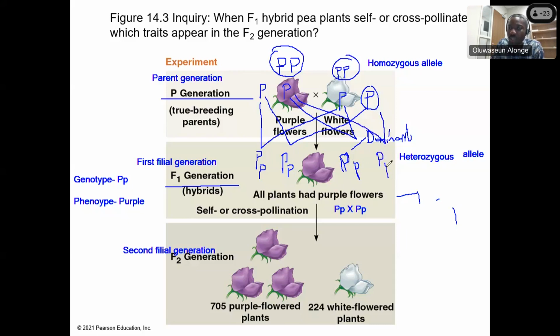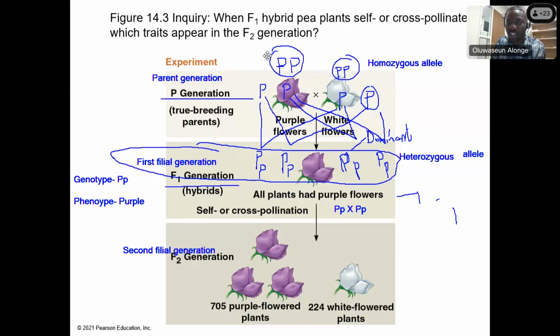and lowercase p. And now what you notice is that all of the offspring in the F1 generation are all the same, and they are all heterozygous, and they are also all purple. So we call them heterozygous purple. All right. Now look at this. These guys are the homozygous purple because they have all true, pure purple in their gene. But these guys, they are heterozygous purple.